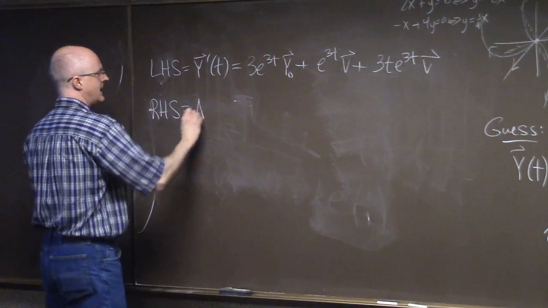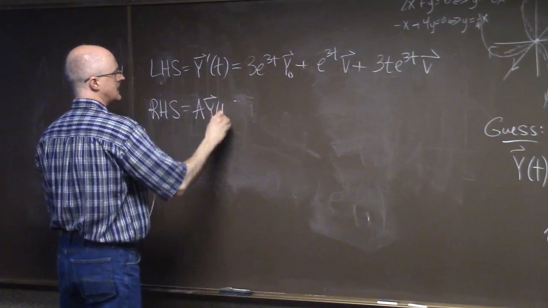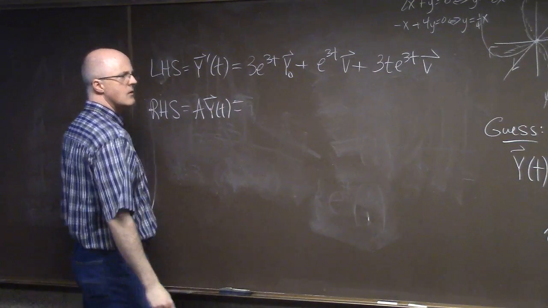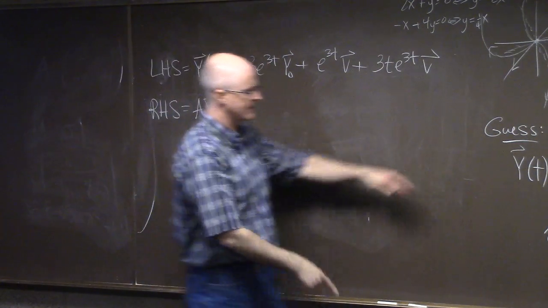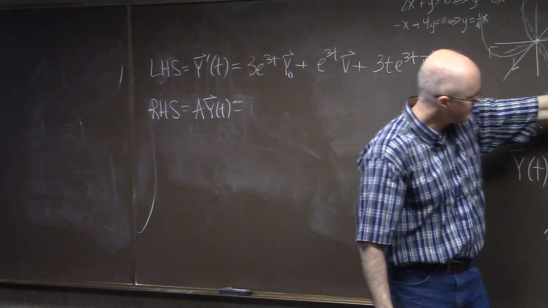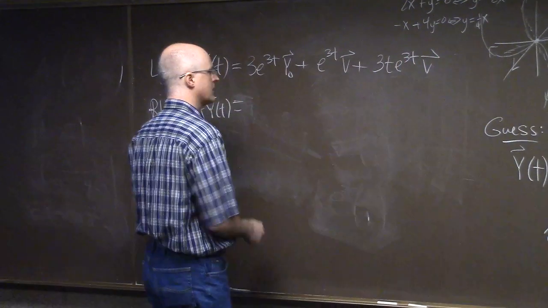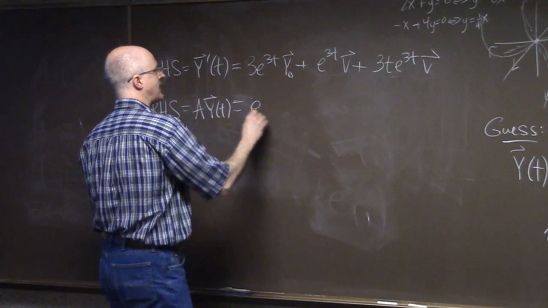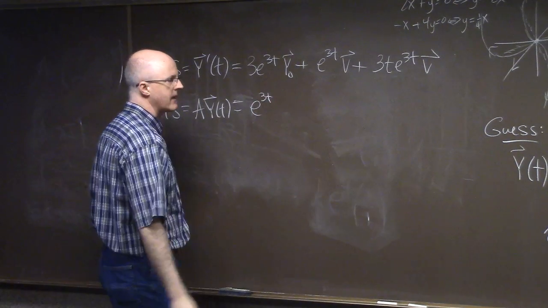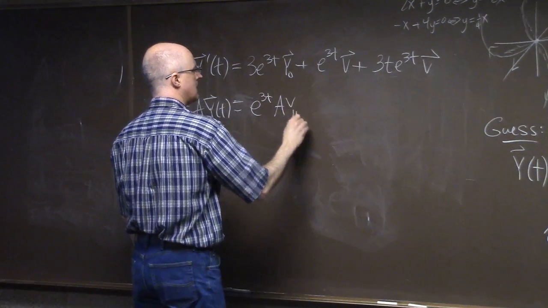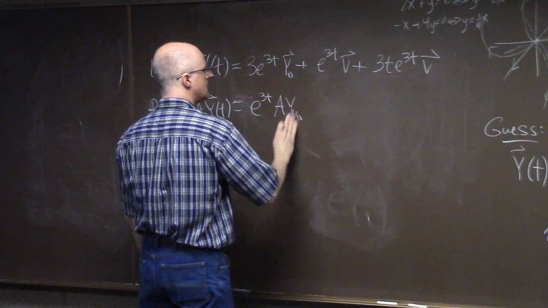The right-hand side is going to be A times y of t. Multiply this on the left by A. Distribute the A through. Factor out scalars. Let's see.